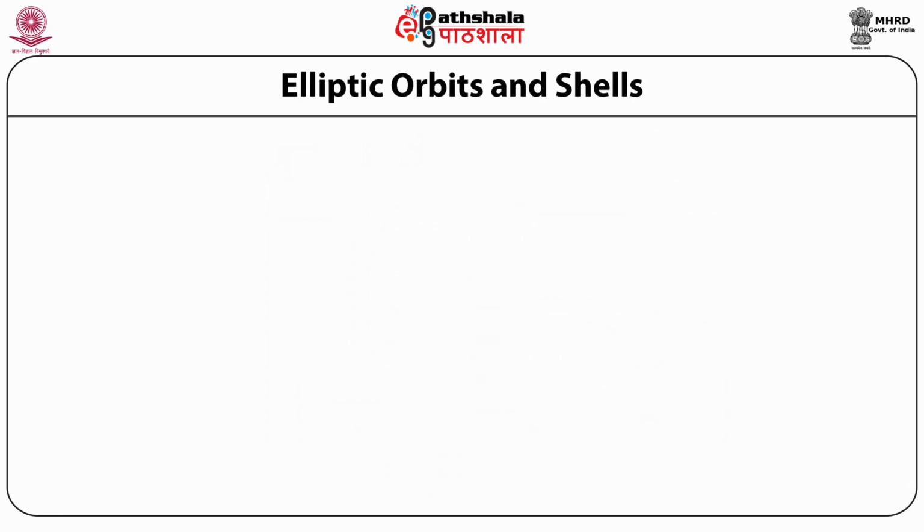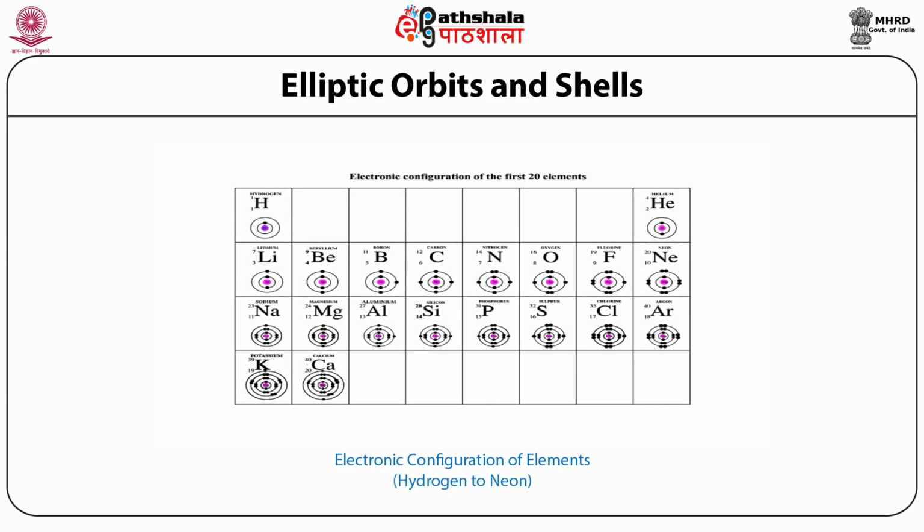Well, this is more or less the same picture as you saw a little while ago. There we had shown the electronic configuration of carbon, and now you can see the electronic configuration of the first 20 elements. How the electrons are arranged in the various shells for the first 20 elements of the periodic table, starting from hydrogen to calcium.